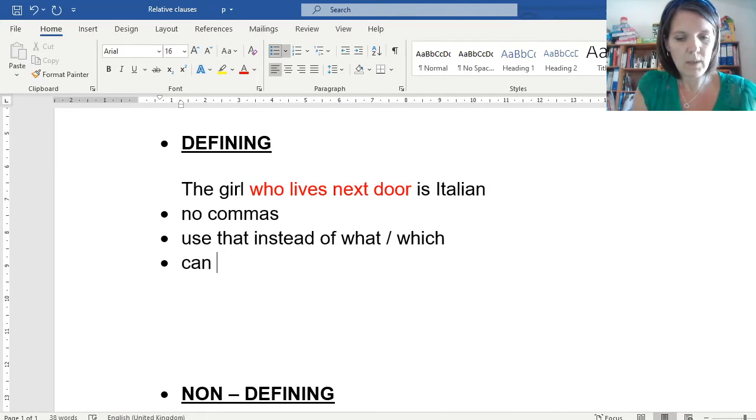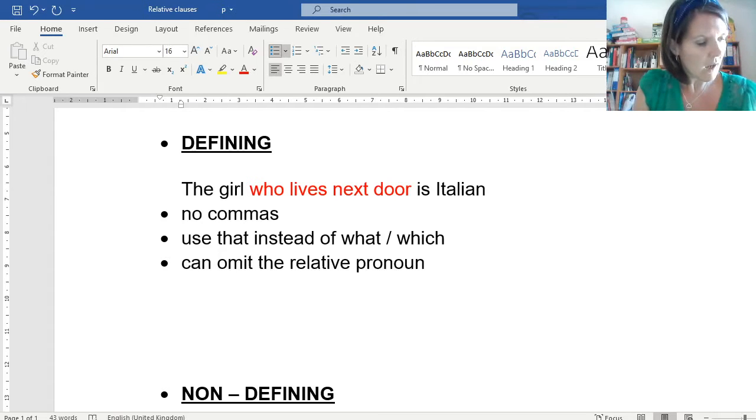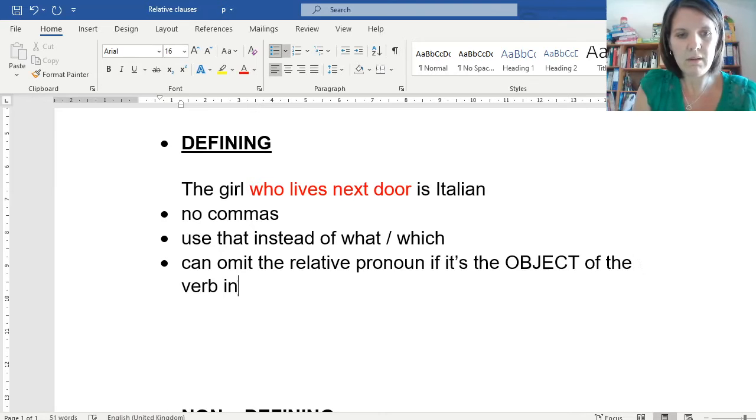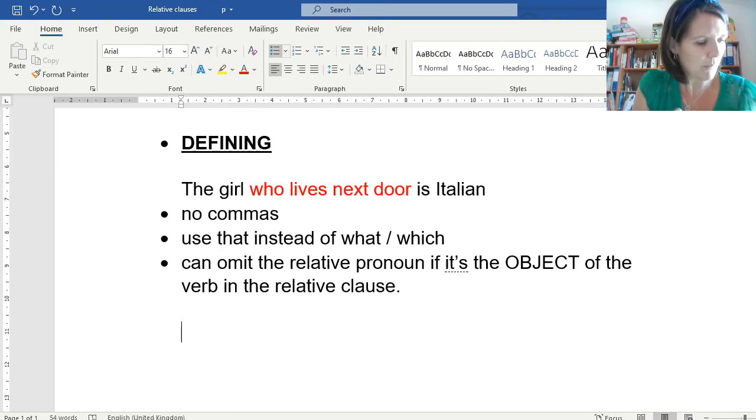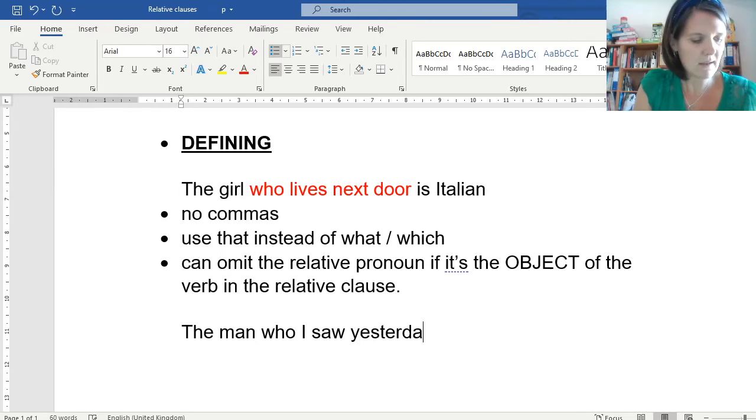So let's say we can omit the relative pronoun if it is the object of the verb in the, I have to type fast, in the relative clause. Okay, sounds a bit complicated, but if I give you the example, you'll understand immediately. So let's say the man who I saw yesterday was tall. Okay, this is our sentence.